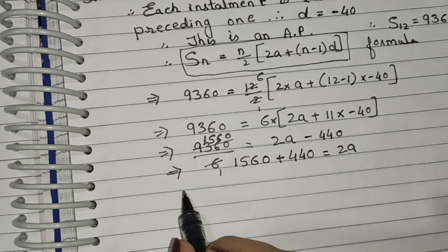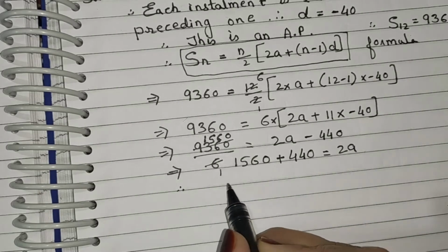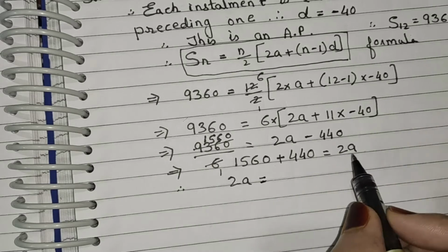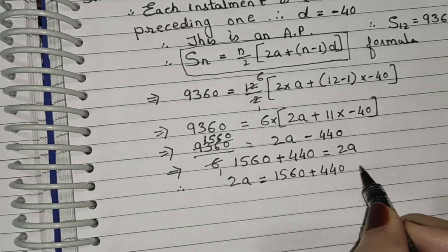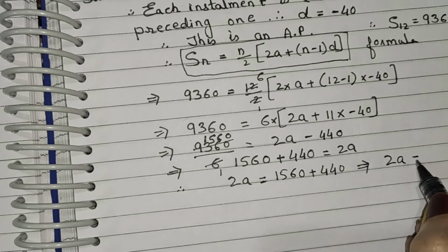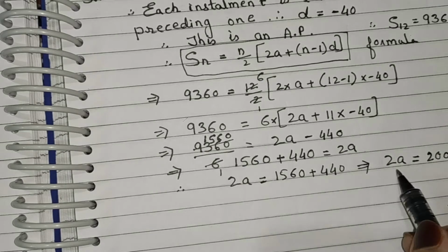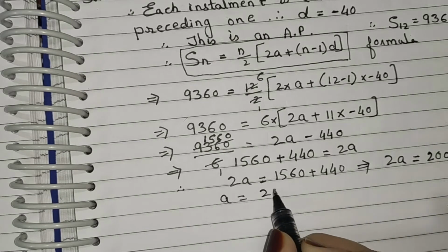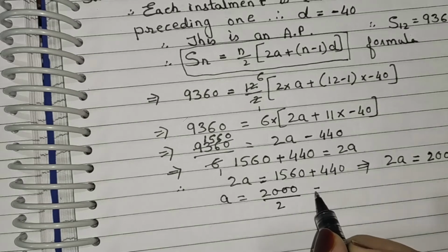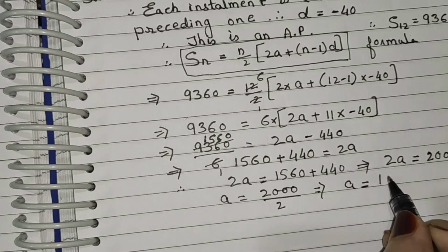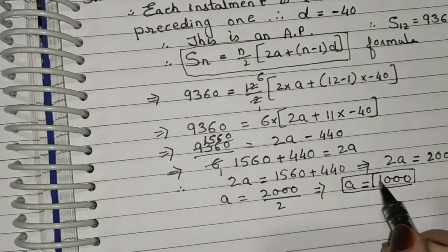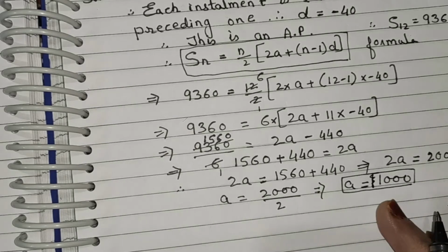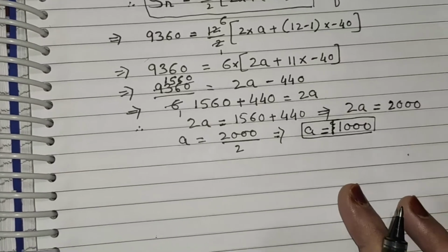Therefore, it can be written as 2a is equal to 1560 plus 440, or 2a is equal to 2000. Now dividing both sides by 2, we get a is equal to 2000 upon 2, which is equal to a is equal to 1000. Now it is the amount of first term.